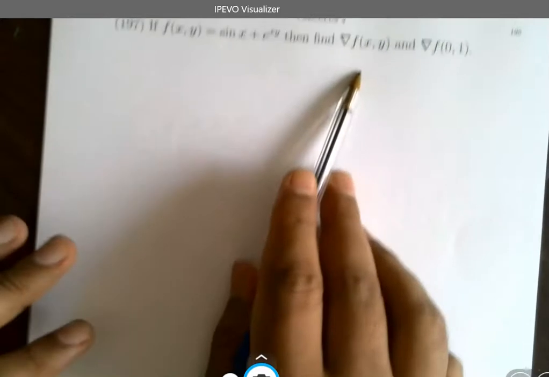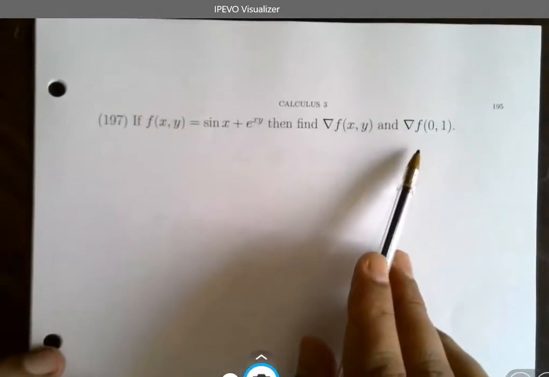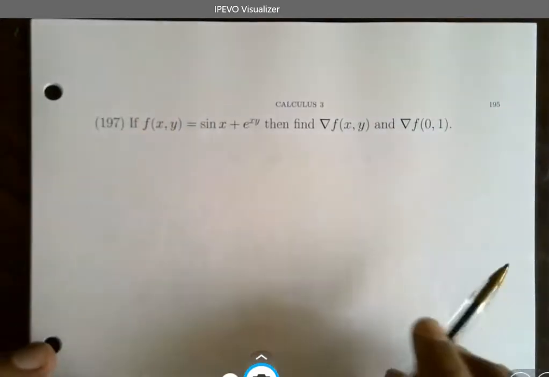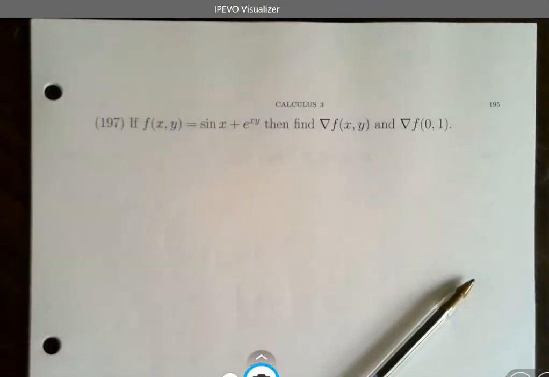Now let's find the gradient of the function f of x, y here and then evaluate the gradient at (0, 1). I hope you're all following with me.